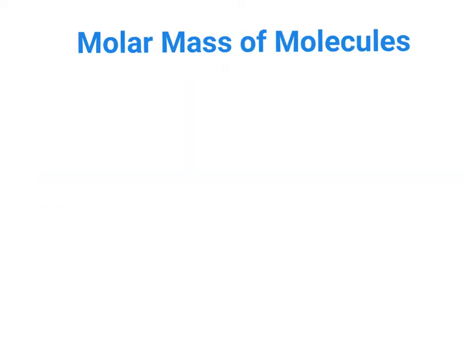So far we've looked at the molar mass of just very simple atoms or elements from the periodic table. But in chemistry, we actually have to deal with the molar mass of molecules. And molar mass of molecules is actually relatively simple as long as you remember the molar mass of individual atoms. So let's take a look at a problem.